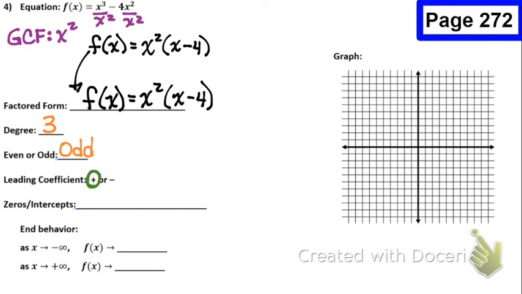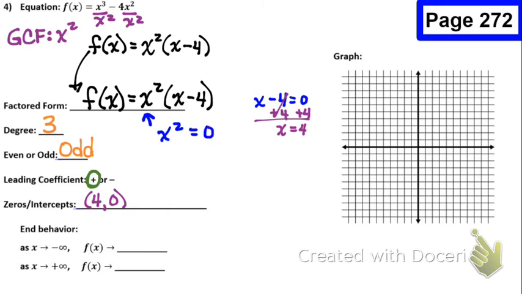So where are my zeros? Not x plus 4, remember, zeros are ordered pairs. Yes. I'm going to add 4 to both sides. X equals 4, so there's one at 4, 0. The other one, I take this x squared and set it equal to 0. What number times itself gives me 0? 0. So x is 0. So that is 0, 0.